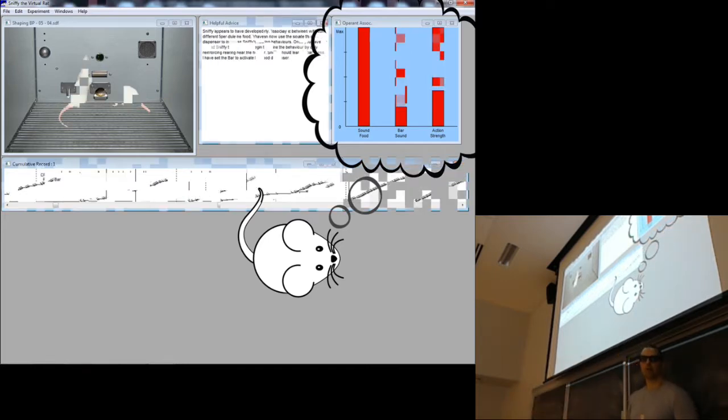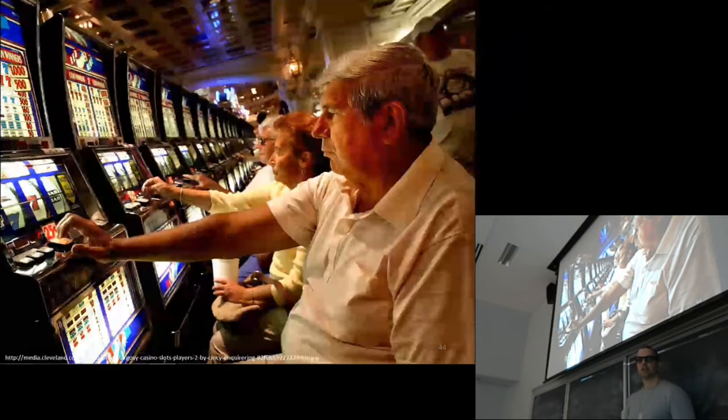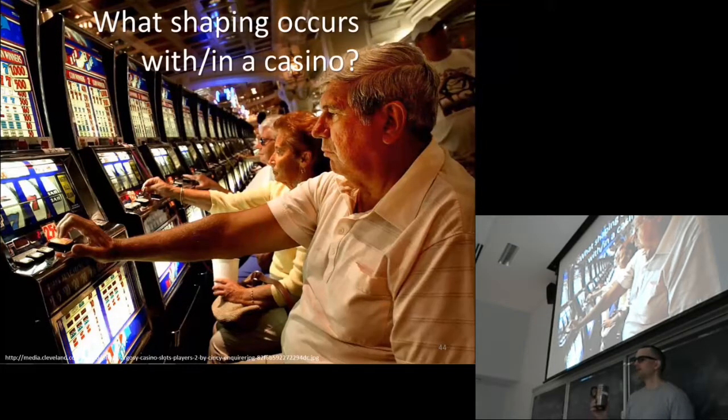Okay, so going back to our casino, this one I'll turn over and see what kind of ideas we can get. So what shaping occurs either with a casino or specifically in a casino? So the target of a casino, their end goal, the behavior that they want to shape, is for you to gamble as much money as possible. That's what they want. They want high gambling rates for high gambling money. So what kind of shaping might occur either with or in a casino?